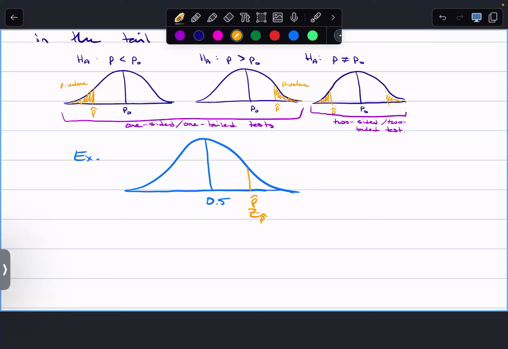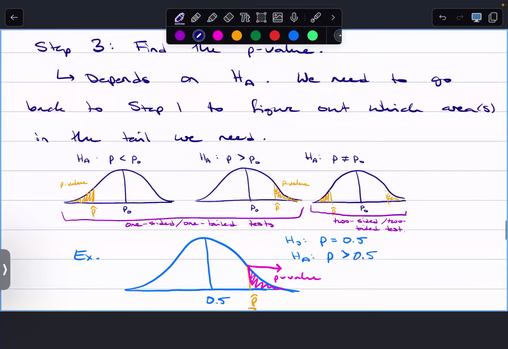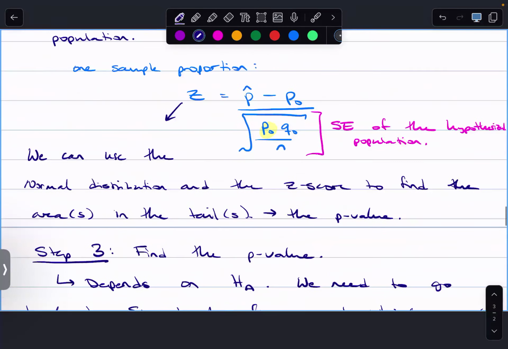And so then we wanted to test our null hypothesis that p is equal to 0.5 and the alternative that p is greater than 0.5, which means that my p-value is the area in the upper tail, just to match the alternative hypothesis. Okay. I'll underline. I think I've been underlining. Yeah.